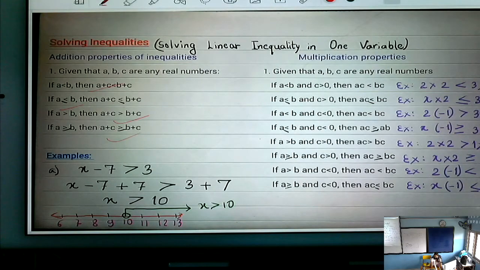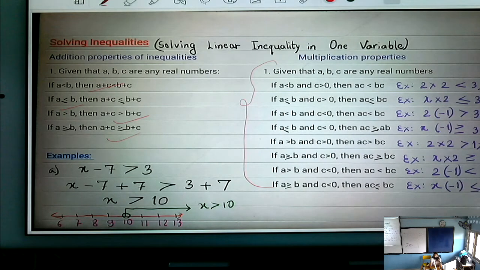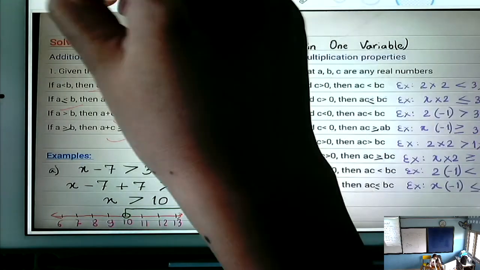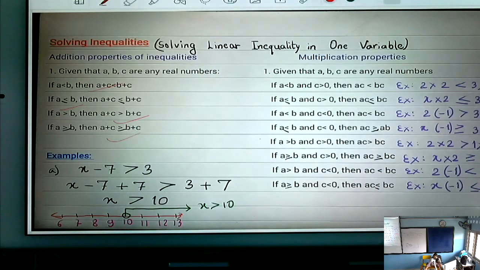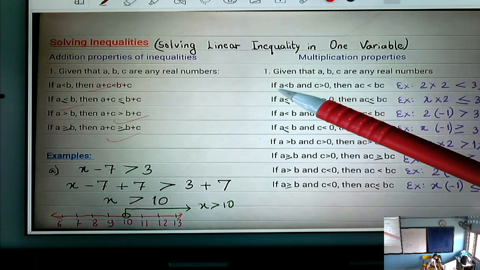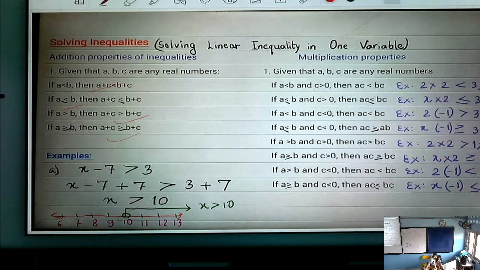So it's very easy. But when you come to multiplication, it is a little bit different in some cases. Let us see what the cases are. Look at here, the same condition. You have 3 numbers, A, B, C. If A is less than B and C is greater than 0, then AC is less than BC. Look at the example. 2 is A, 3 is B, and then C is 2.